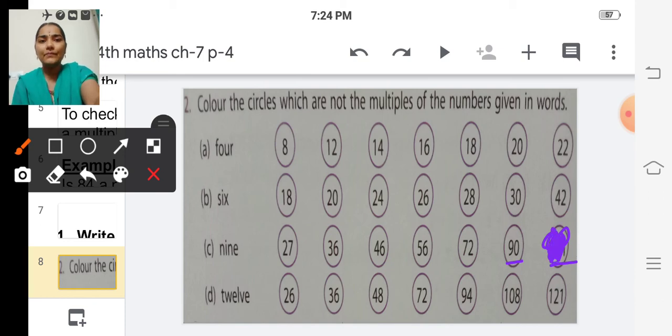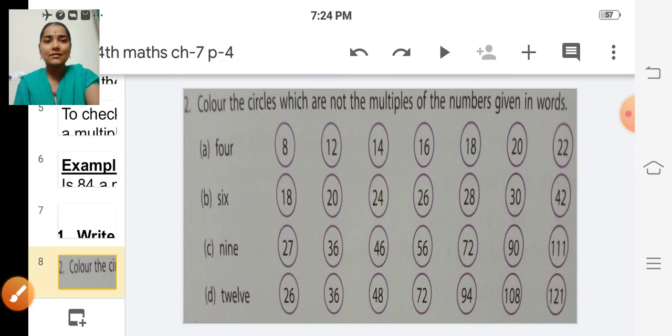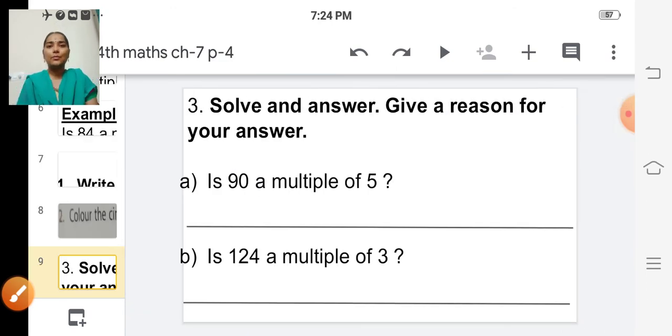Okay children. So the last one you can try on your own. You have to color the circles which are not multiples of 12. Okay. Will you do it? Yes. So the next one, third problem. Solve and answer. Give a reason for your answer.